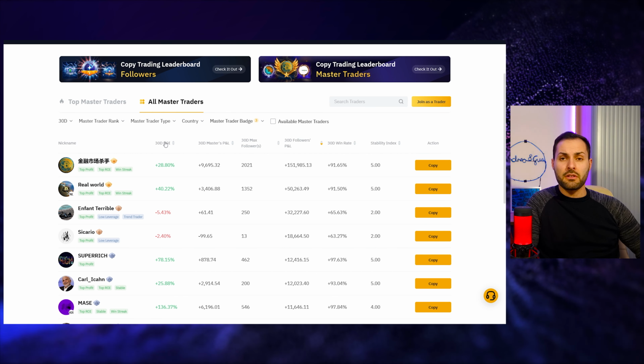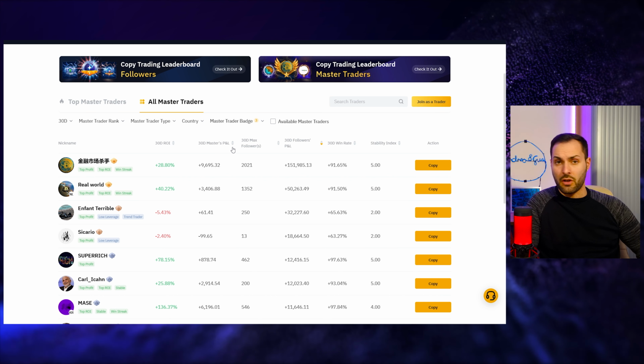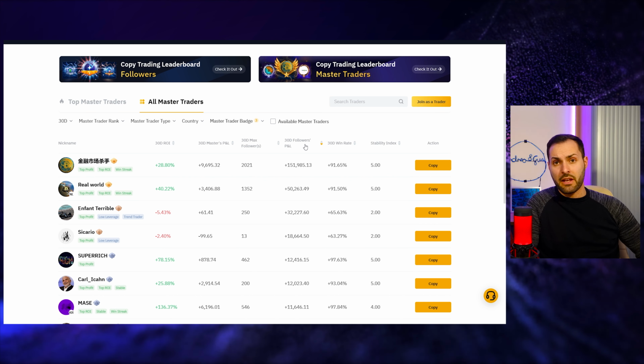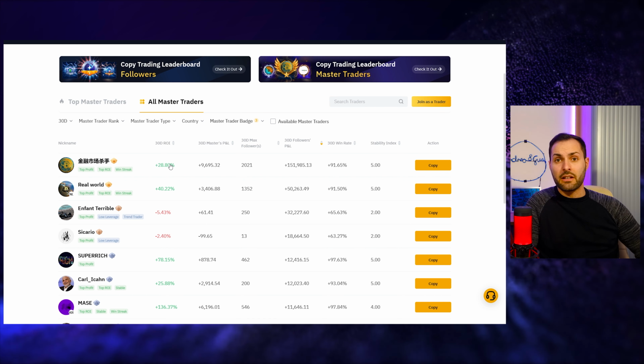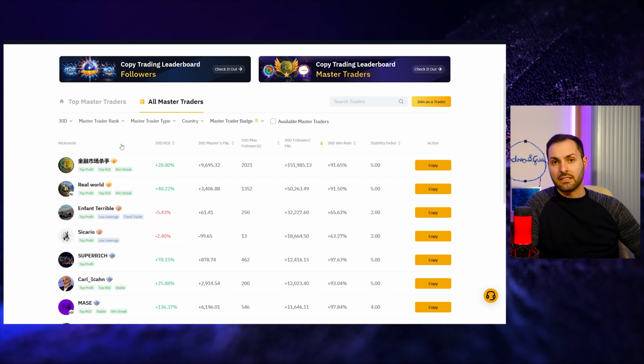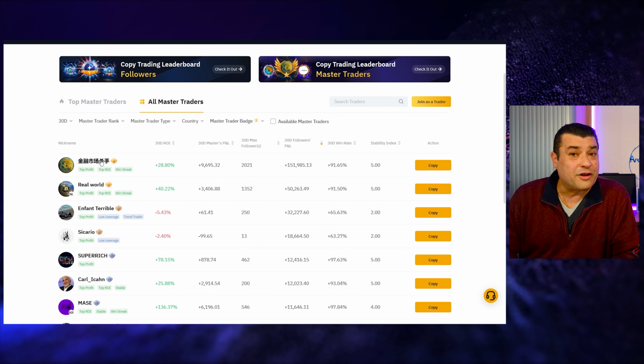So we can see the 30 days ROI, the percentage of return on investment, 30 days max followers and the 30 days followers P&L. And as for this trader, the numbers are very good. Now let's choose a trader so we can analyze more information. Let's click on the first trader.